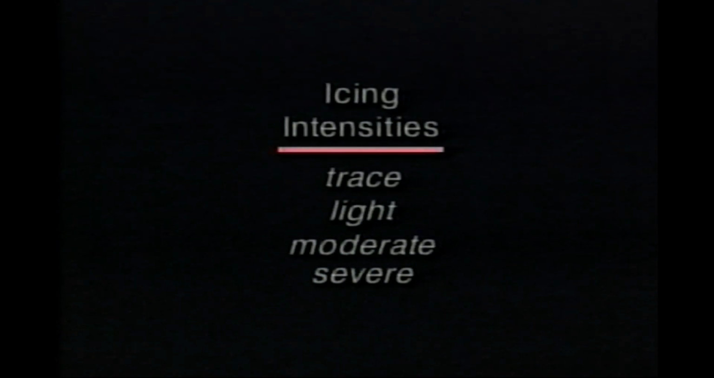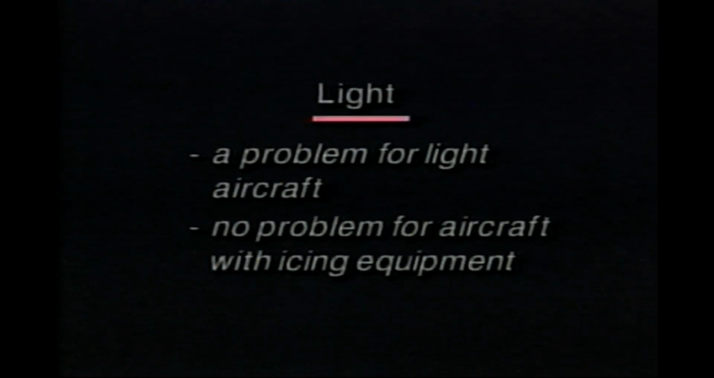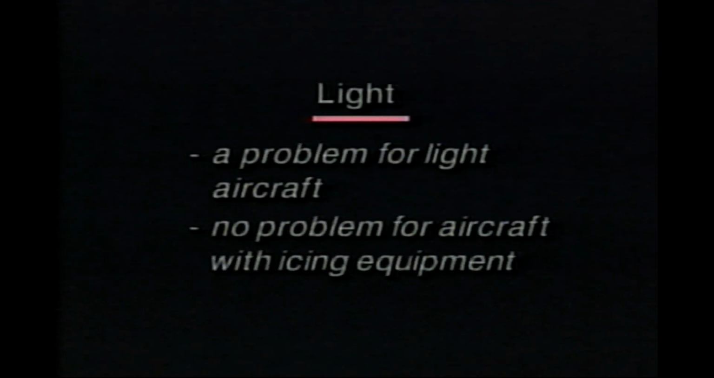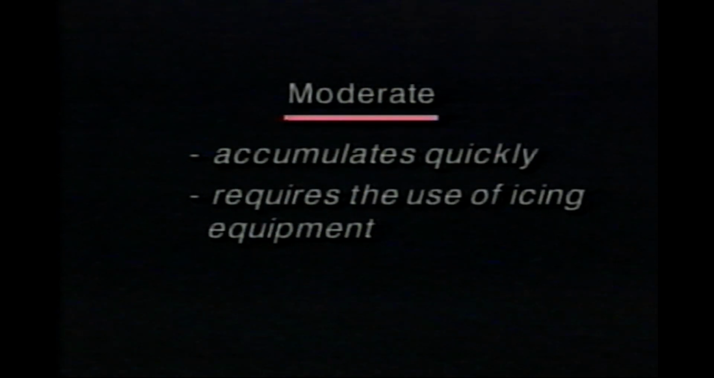The FAA has standard terminology in describing icing intensities, just like it does in describing levels of turbulence. All the different intensities have to do with the rate of accumulation of the ice. The intensities are trace, light, moderate, and severe. A trace is when icing becomes first noticeable. It's not hazardous, even to aircraft without icing equipment, unless it's encountered for long periods of time. Light icing may create a problem to light aircraft. It poses no problem to aircraft with icing equipment. Moderate ice accumulates quickly and requires the use of icing equipment.